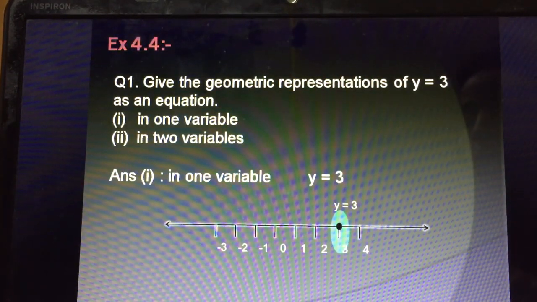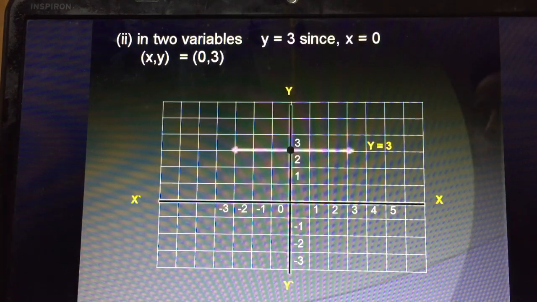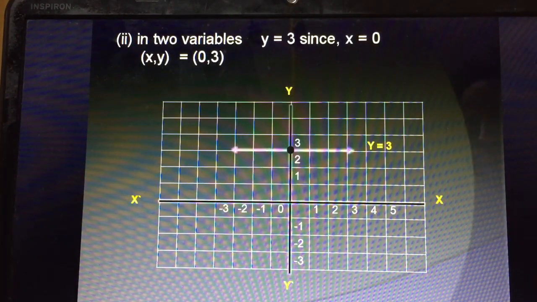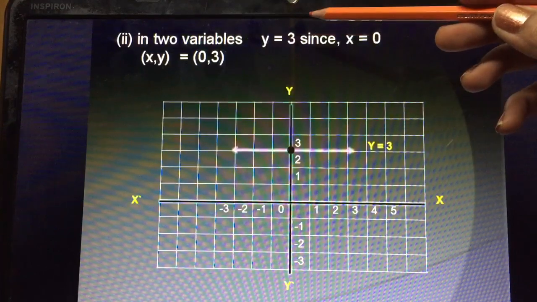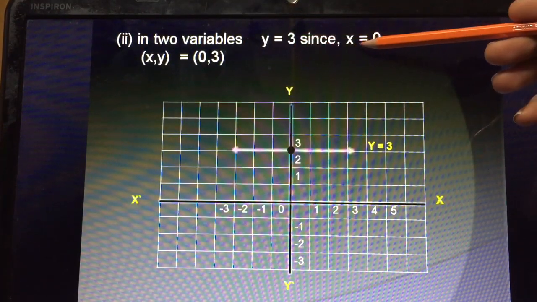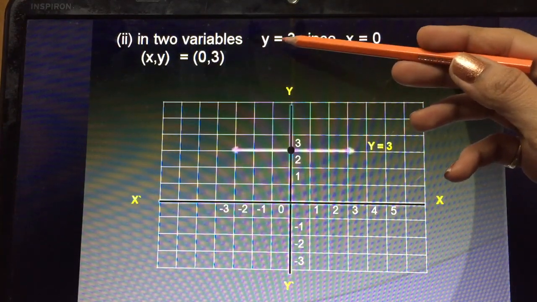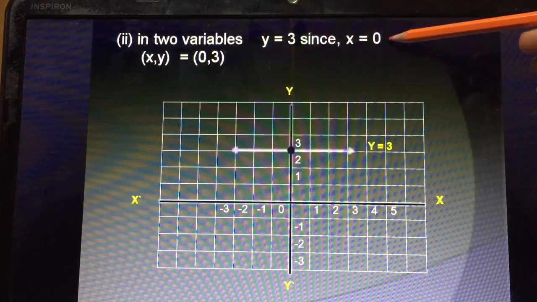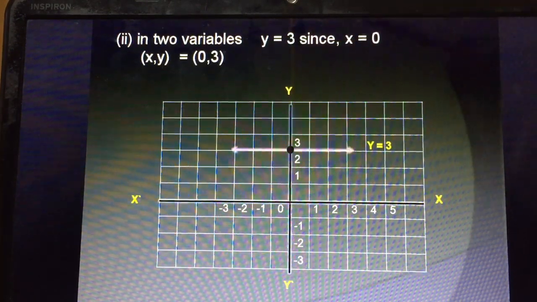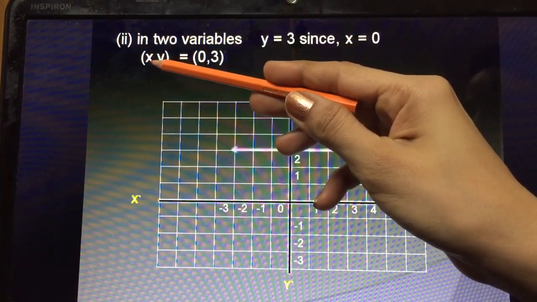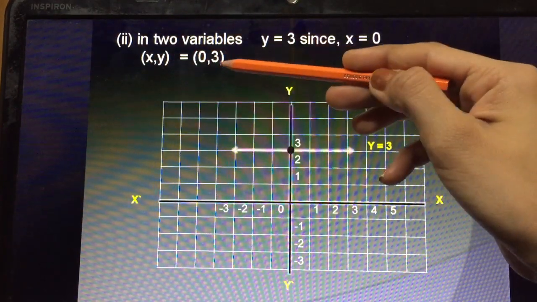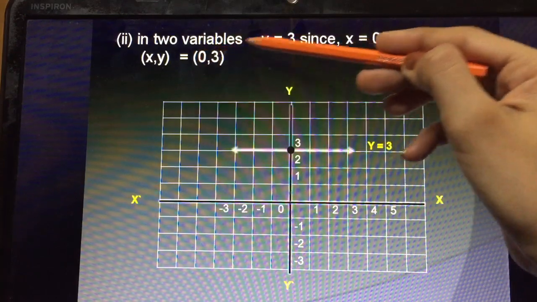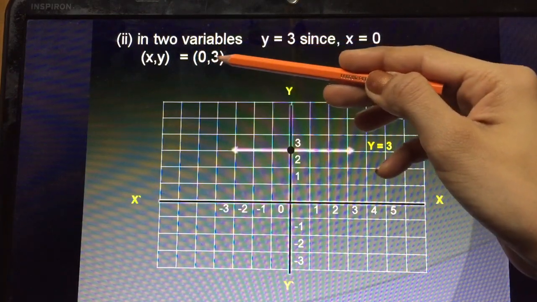Got it? Now if we have to do it in two variables, तब क्या करेंगे हम? टू वेरिएबल्स मतलब हमें y के साथ साथ x भी लेना है, बट यहाँ पे हमें x कुछ नहीं दिया है, तो हमें पता है x हमारा क्या है, 0 ही है उसका कोएफिशिएंट. तो हमने मान लिया हमारा x क्या है, 0. तो कोऑर्डिनेट्स हो गए, x y कोऑर्डिनेट्स वुड बी (0, 3). x is 0 because it's not given here and y is your 3.